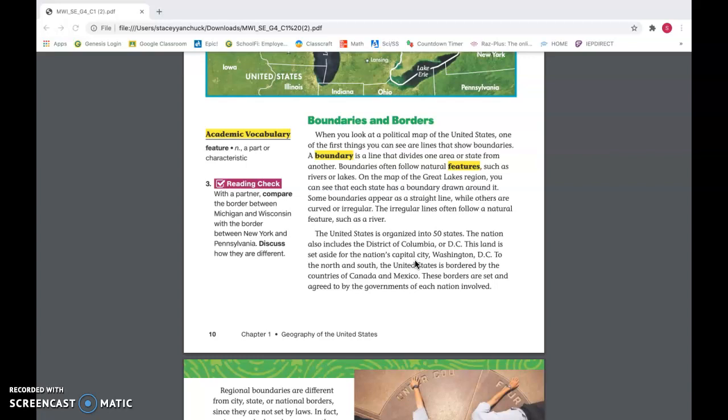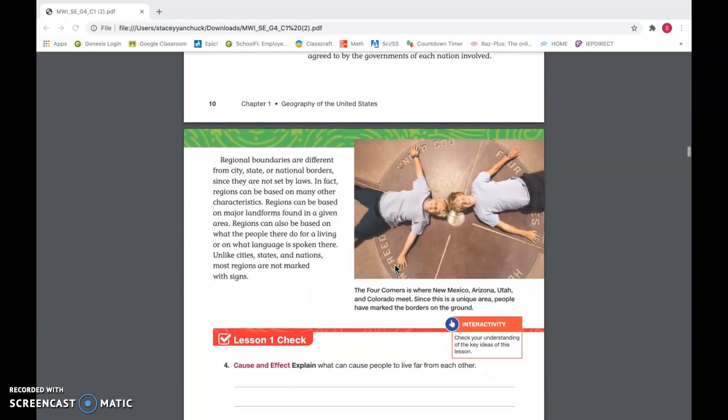The United States is organized into 50 states. The nation also includes the District of Columbia, or D.C. This land is set aside for the nation's capital, Washington, D.C. To the north and the south, the United States is bordered by the countries of Canada and Mexico. These borders are set and agreed upon by the government of each nation involved.